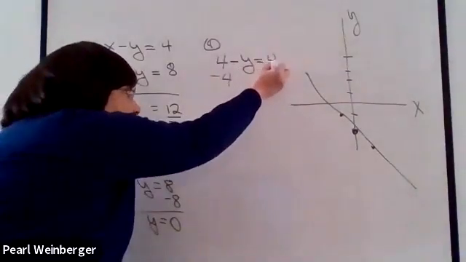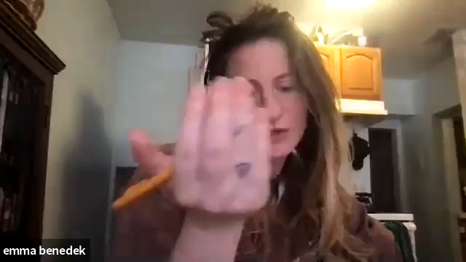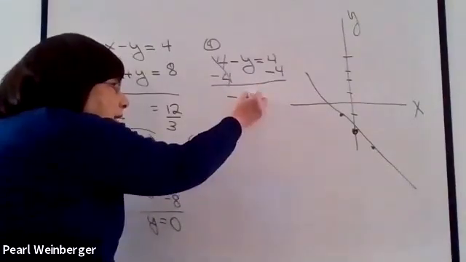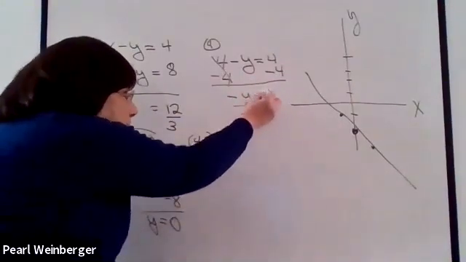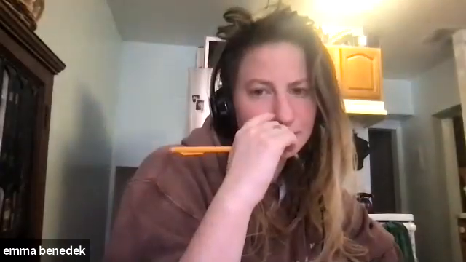You have to get rid of that 4 on the left side. Right, so I'm going to subtract 4 from both sides. And that means negative y equals 0. There we go. Okay, I think I do get it now. And then, of course, you're really supposed to divide by negative 1. But it's 0. And there you are.